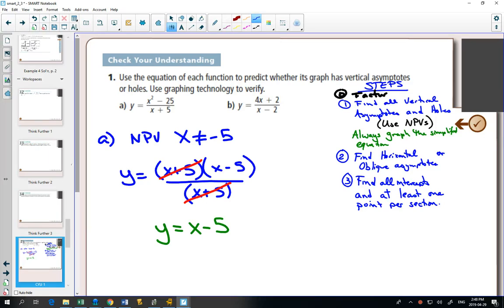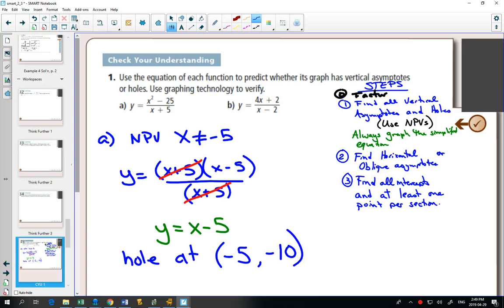So we can write out that we have a hole at, our non-permissible value is negative 5, so we know that the x-coordinate of our hole is negative 5. To find the y-coordinate, we take that new equation and say, it's a line. If I plugged in negative 5 for x, I would get negative 10 for y. That's where my hole is going to be. Okay? We are done step 1.